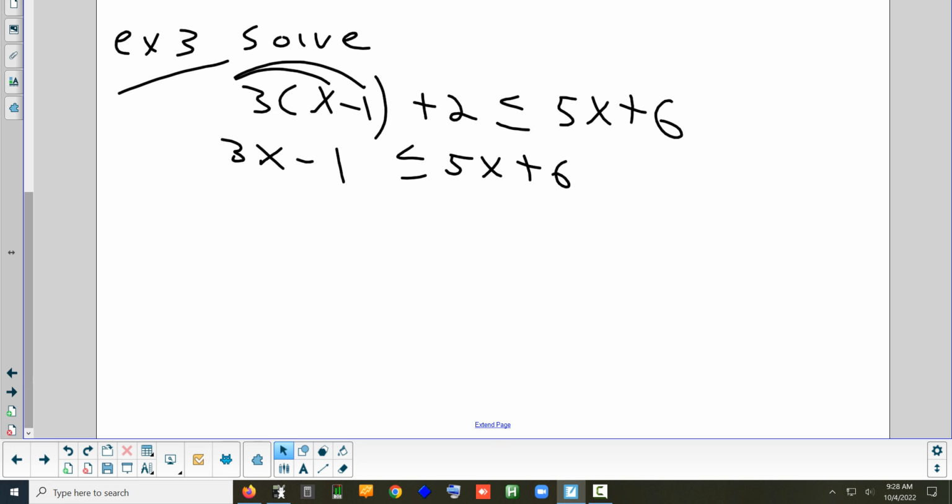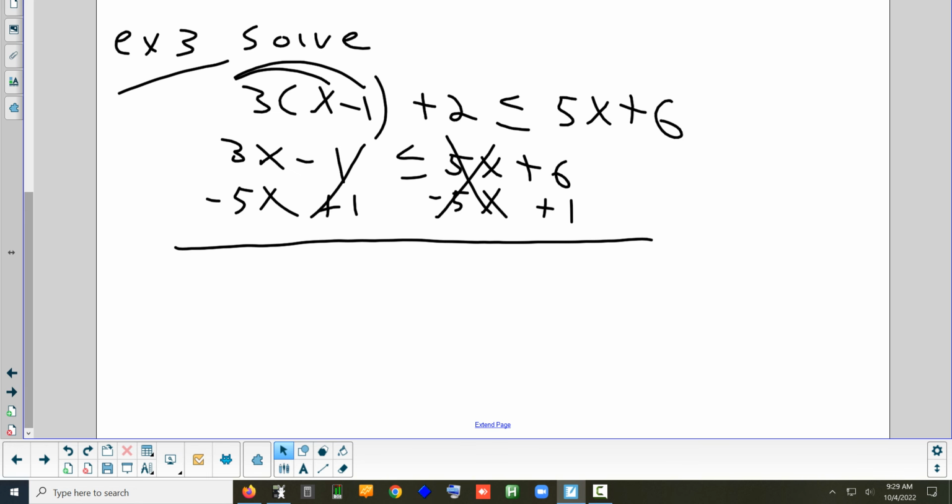How about Casey? What would I do next? Try to get the 5x and the 3x on the same side, and the 6. Yep. And where do you want it? Do you want to put the 3x over on the right, or do you want to move the 5x to the left? Get the 5x. Okay. How would you move the 5x? Subtract 5x on both sides. So that's gone. And if we're going to put the x's on the left, we might as well put the numbers without x's on the right at the same time. So that's gone.